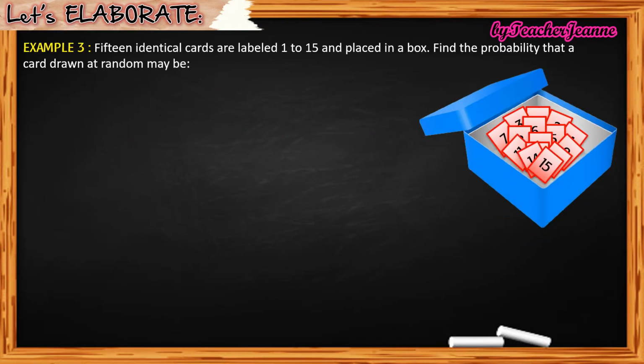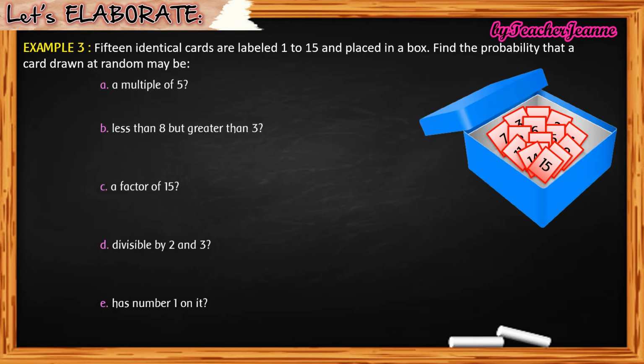Find the probability that a card drawn at random may be, for letter A, a multiple of 5. The multiples of 5 are 5, 10, and 15. So the probability that a card is a multiple of 5 is 3 out of 15 or 3 over 15. 3 and 15 have the greatest common factor, which is 3. 3 divided by 3 is equal to 1 and 15 divided by 3 is 5. So we have 1 over 5 or 1/5 as the final answer.